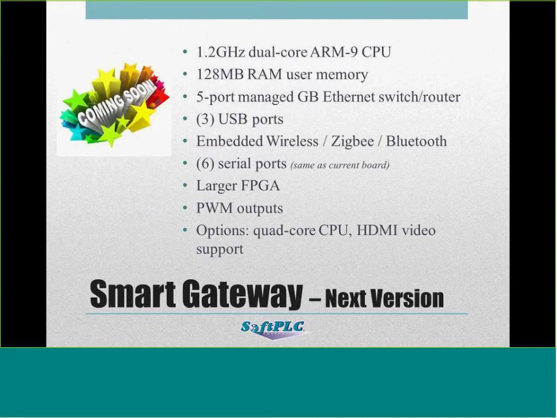We are working on the next version of the Smart hardware. It is going to be a faster CPU with more memory. We're upping the Ethernet to gigabaud and adding a port, so it'll be a 5-port switch. We're adding 3 USB ports and an option for embedded wireless or Bluetooth interfaces, also cellular embedded interface. The format will look the same, same serial ports, that sort of thing. And then we'll also offer an option for a quad-core CPU, which would allow us to run other applications in addition to the SoftPLC without any degradation on the controller speed and I/O scanning functions.